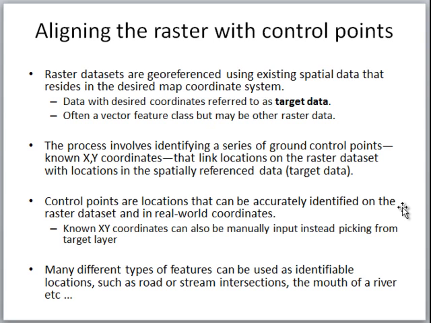So this process involves a series of ground control points. They're known as XY coordinates that link locations of the raster data set with locations of the spatially referenced data or the target data. Control points are the locations that can be accurately identified on the raster data set and in real world coordinates. So what you have to do is identify a location on your raster data set that you want to georeference. And you have to be able to identify that same location on your target layer that has real world coordinates. So basically you're saying this road intersection or this corner of a building or this light pole on my raster data set, I can identify that feature on my target layer and I can tell what real world coordinates that road intersection has.